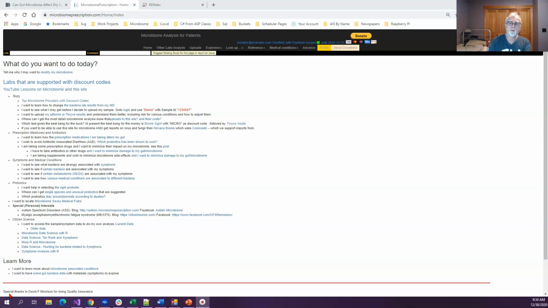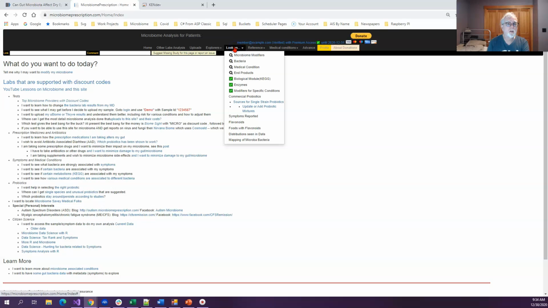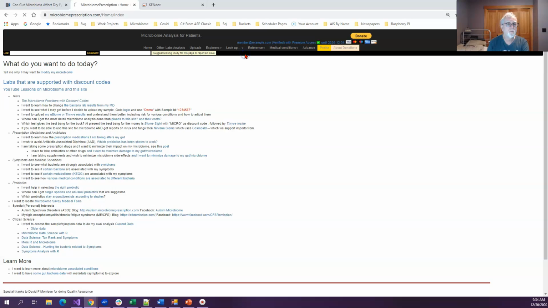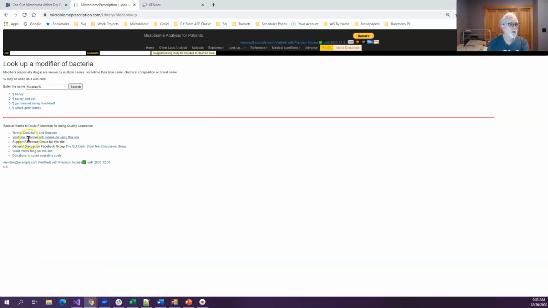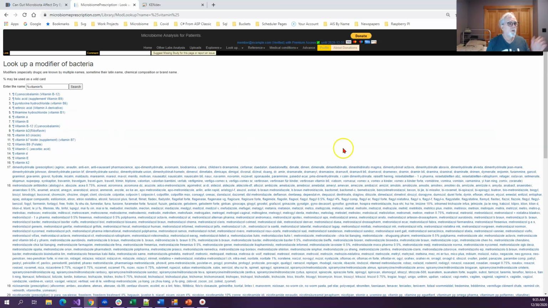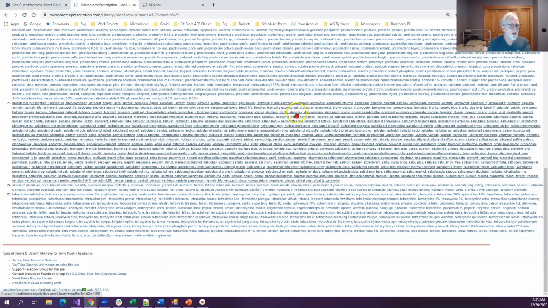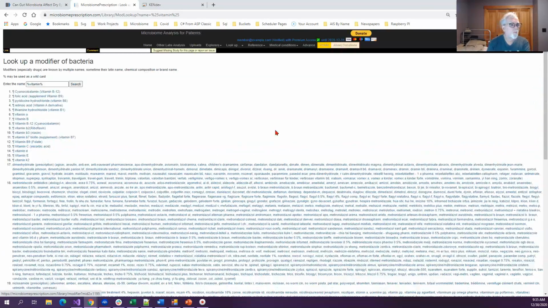The second part dealt with modifiers, things that alter the gut bacteria. What I have online is my database. If you are looking for a microbiome modifier, you go here and you can type in, for example, barley, which is one of my favorites because it has a lot of stuff. If you want to look at a vitamin in general, you'll get a long list, and it does a broad search.